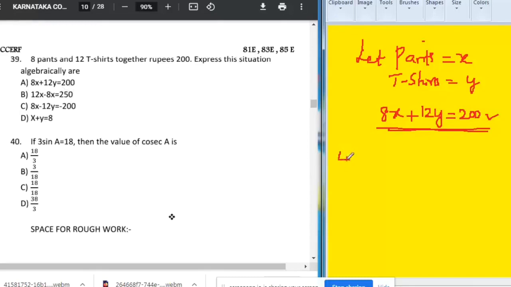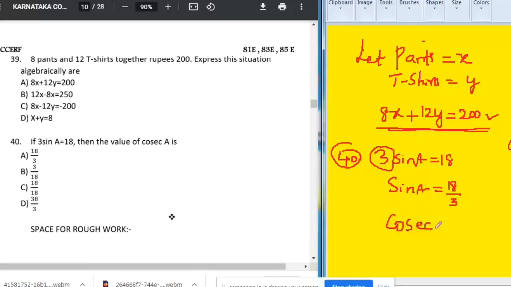40th question. So last question of the question paper. 3 sin A is equal to 18. They are asking to find cosecant A. We all know that cosecant A is the reciprocal of sin A. Cosecant is 1 by sin A. Here sin A is equal to 18 by 3. 3 sin A, when multiplication goes to the other side it will become division. And sin and cosecant are reciprocal to each other. If sin is 18 by 3, cosecant will become the reciprocal, 3 by 18. Correct option for this question is B, 3 by 18.